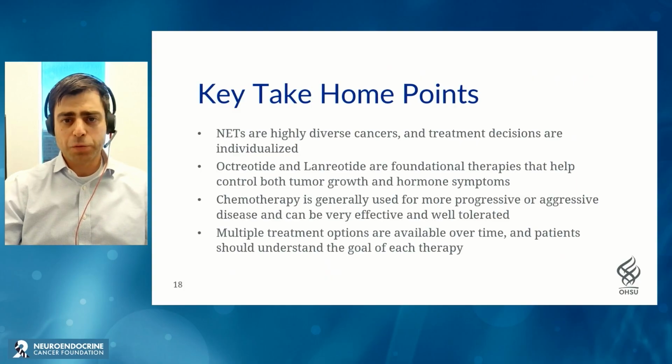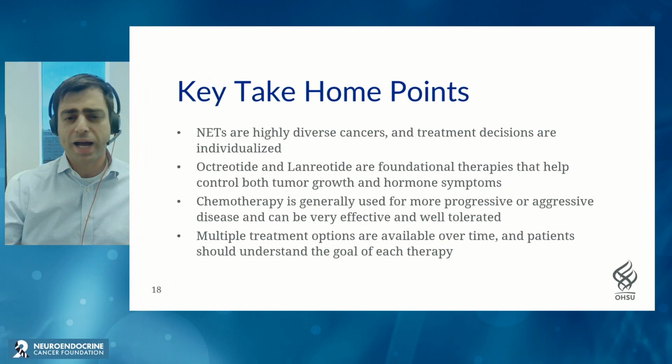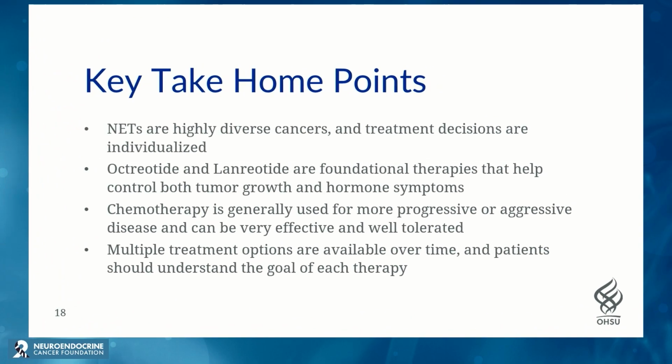So some key take-home points that I wanted to make sure to emphasize. Again, neuroendocrine tumors are highly diverse cancers. Treatment decisions have to be individualized. Octreotide and Lanreotide are foundational therapies that help control both tumor growth and hormone symptoms. Chemotherapy is generally used for more progressive or aggressive disease and can be very effective and well tolerated. Multiple treatment options are oftentimes available over time, and patients should understand the goal of each therapy within the greater context of their journey.